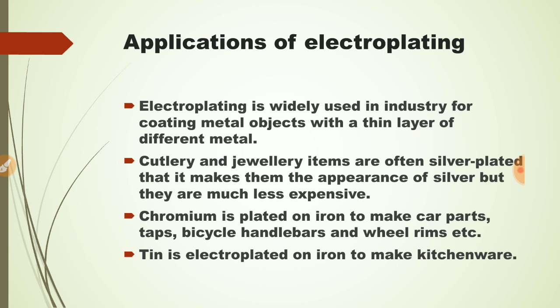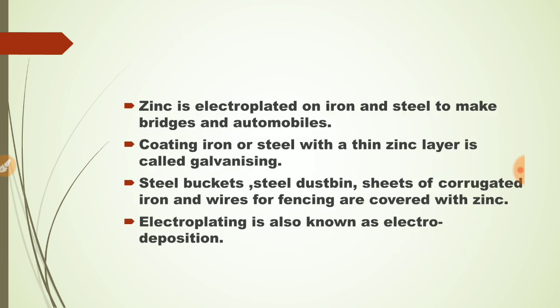Now we have to discuss the applications of electroplating, where electroplating is used. Electroplating is widely used in industry for coating metal objects with a thin layer of different metals. Like cutlery and jewelry items are often silver plated, that gives them the appearance of silver, but they are much less expensive. Chromium is plated on iron to make car parts, taps, bicycle handlebars and wheel rims, etc. Tin is electroplated on iron to make kitchenware.